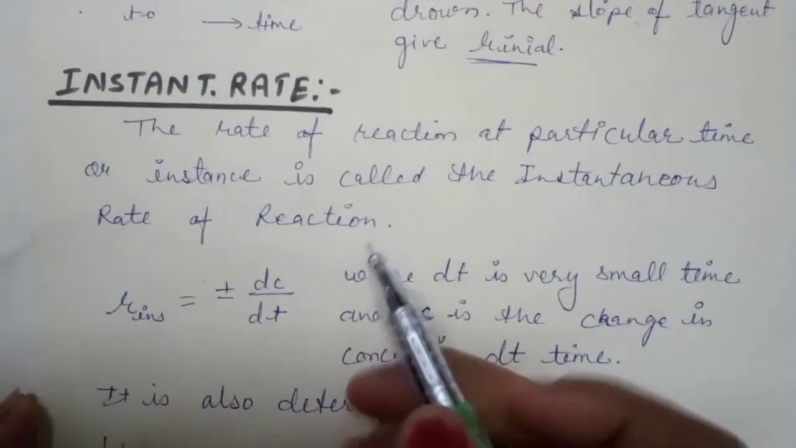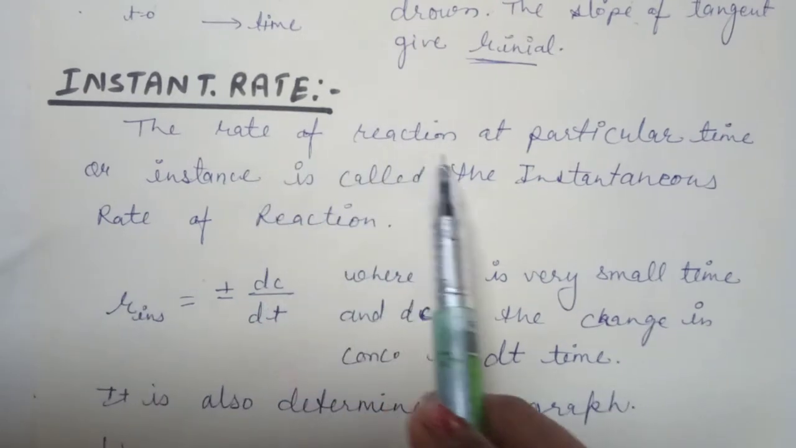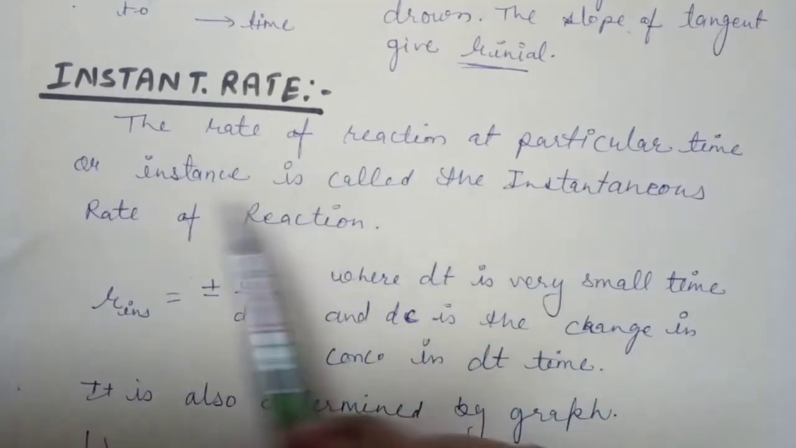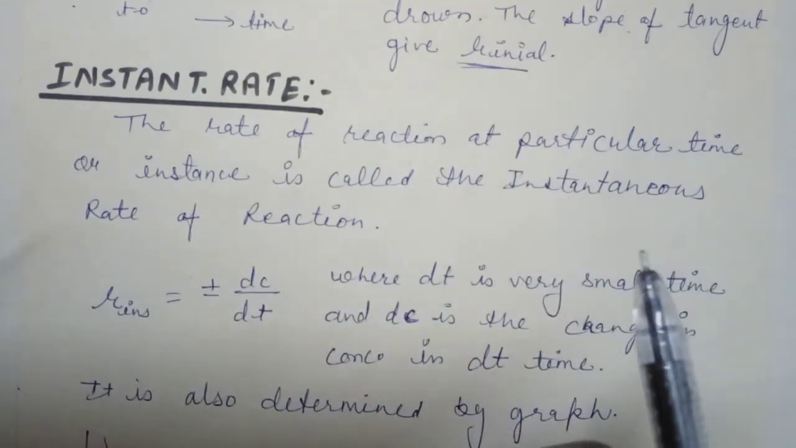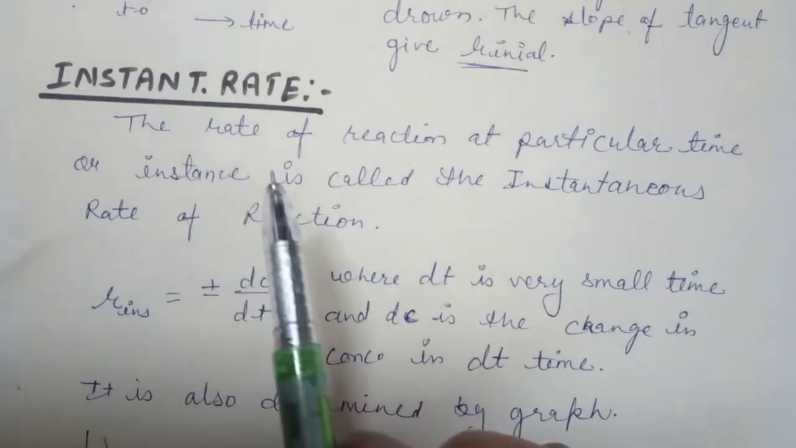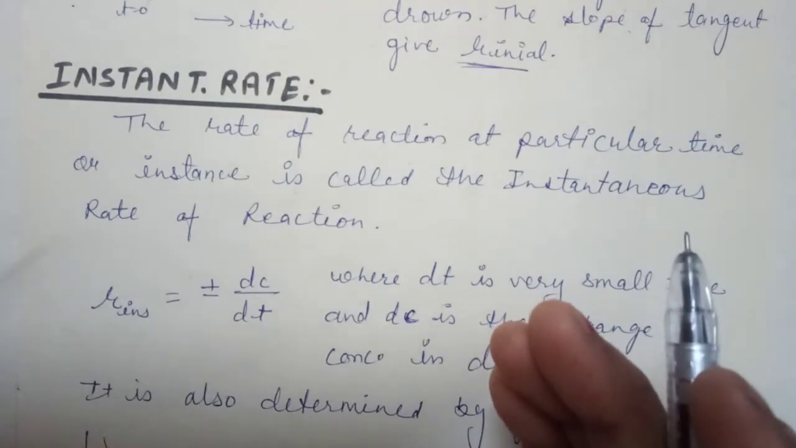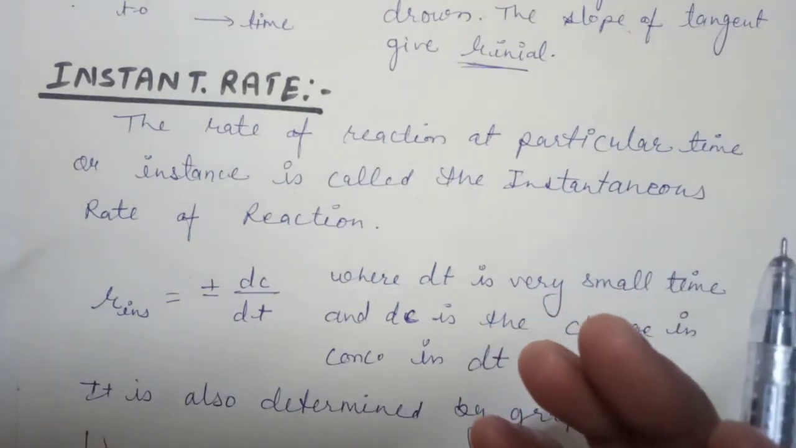What is instantaneous rate? Instant means at a fixed time. The rate of reaction at a particular time or instant is called the instantaneous rate of reaction. Just like in our vehicles, the speedometer gives us the instant speed of the vehicle. We are going at 60 kilometers per hour or 80 kilometers per hour. That is the instantaneous speed.